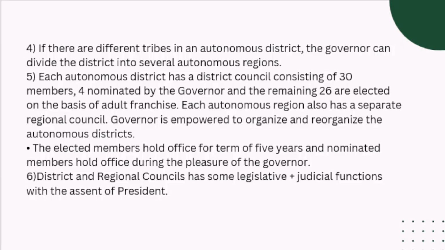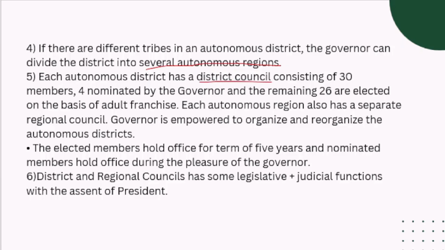Now, if there are different tribes in an autonomous district, the governor can divide the district into several autonomous regions. It means that if in a region, in tribal areas, there is no homogeneity and there are heterogeneous regions, the governor has the power to divide that place into several other autonomous regions. So within the autonomous district, the governor can create autonomous regions to cater to the needs of the specific tribal communities. Now the fifth point is about the district council and the regional council.